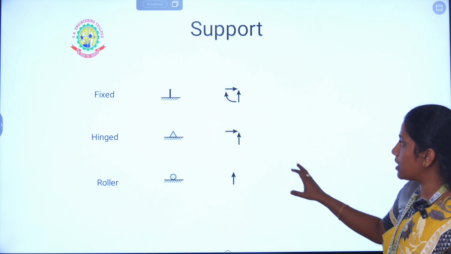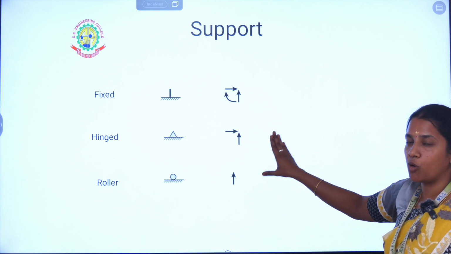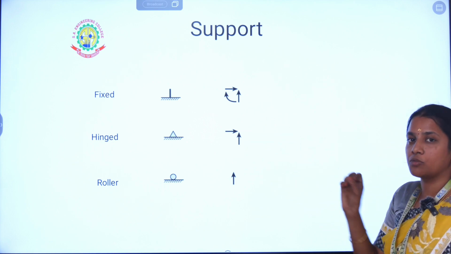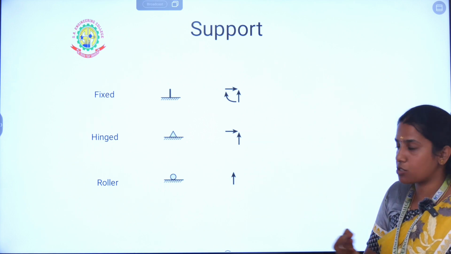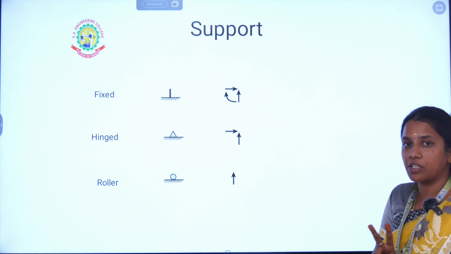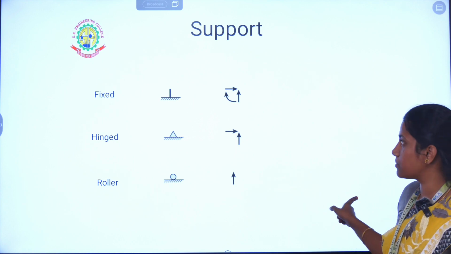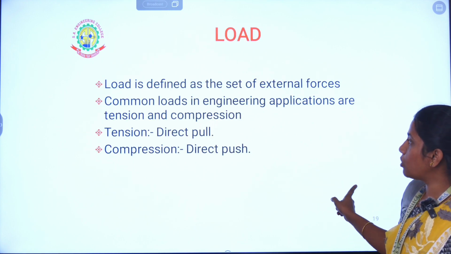And these are the supports, and we have to remember this part, which will be more useful in our GATE lecture, which is a fixed beam will have three types of supports and three types of reactions. And for hinged support we will be having two types of reactions, and for roller we will be having one reaction. And these are the loads.